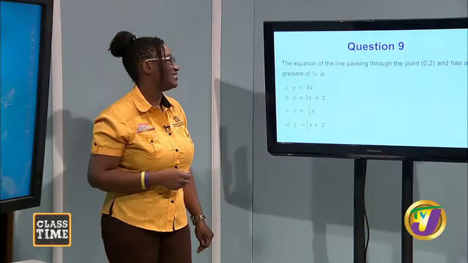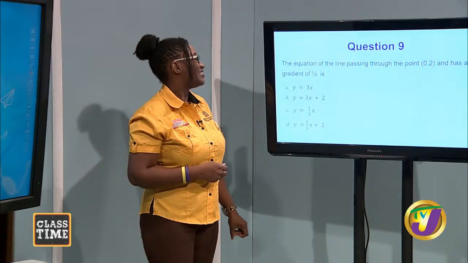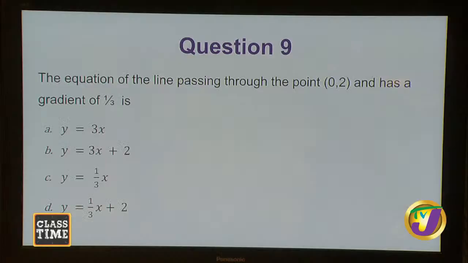Definitely. So the equation of the line passing through the point (0, 2) and has a gradient of 1/3 is... So what are we required to do? We need to find the equation of the line. We have a general equation that we use for straight lines, right? Yes. What's that again? y equals mx plus c.